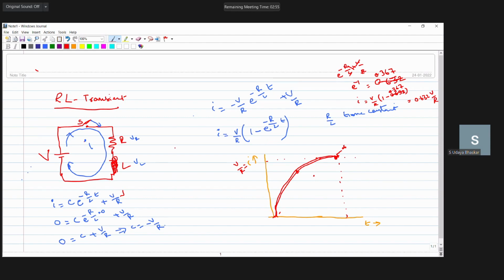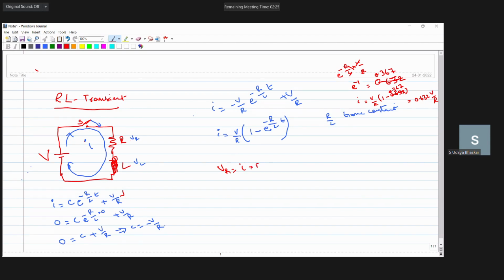This is the I value. Once we know the I value, we can find the voltage across the resistance as well as the inductor. That we will see. What is the formula for voltage across resistance? VR is equal to the current flowing through the resistance into R, that is nothing but IR.